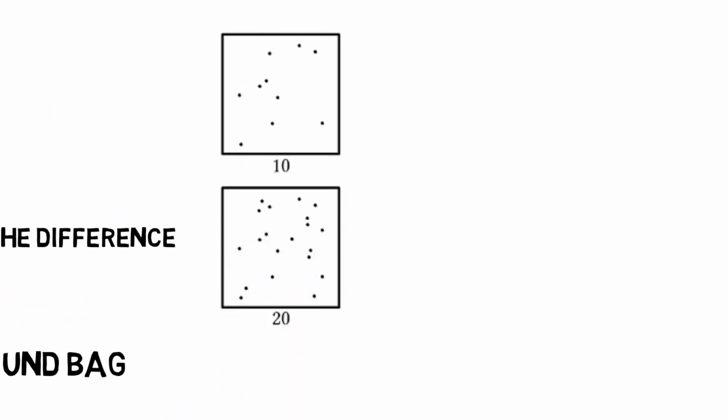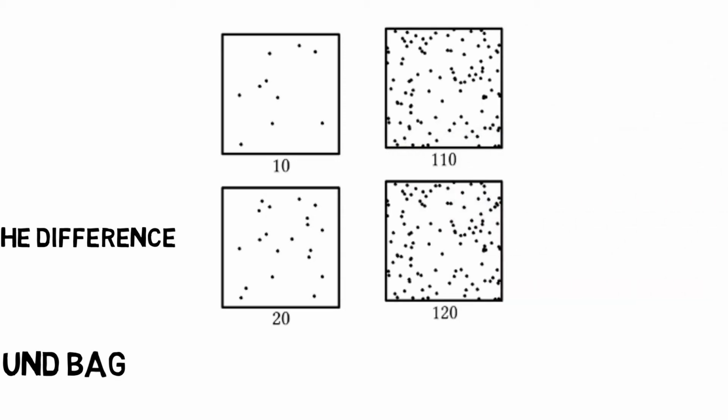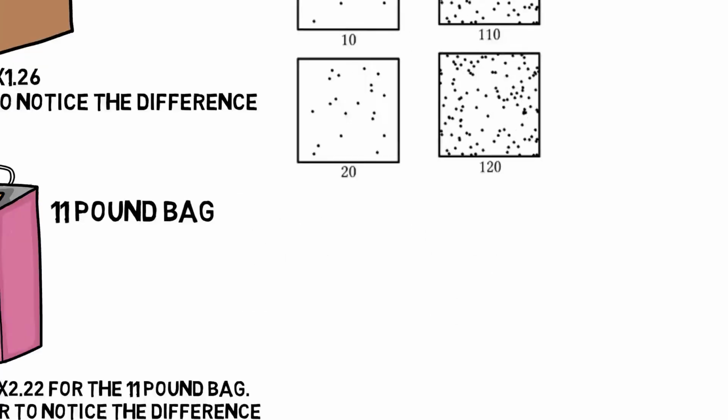Another way to look at this is with this picture. When there are 10 dots in a picture, adding another 10 dots to the picture is easily detected. When there are 110 dots in the picture and you add 10, it is not so easy to tell the difference. This is known as sensory threshold.